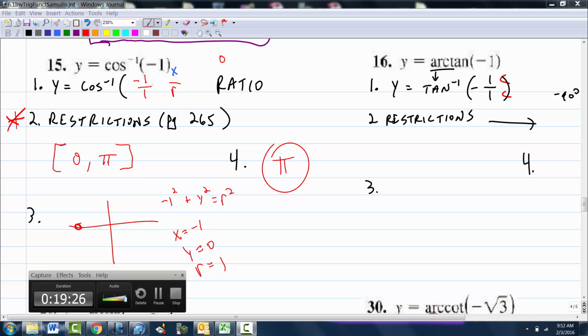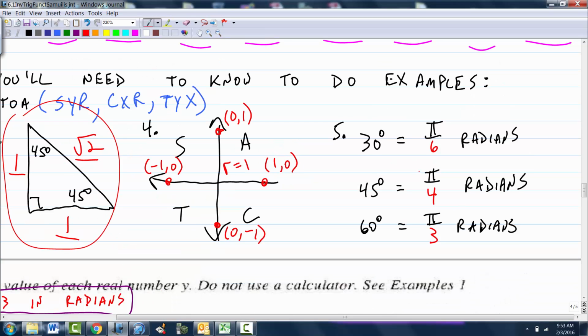I'm stopping the video. Fine. So again, we had a little hiccup on that first one. Didn't get a lot of group responses correct on that. So knowing your 30s, 45s, and 60s, but also knowing your quadrantals real fast. And the first one that we ran into was a quadrantal, right?